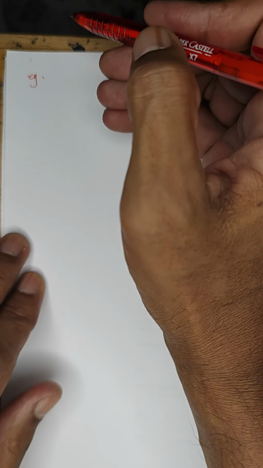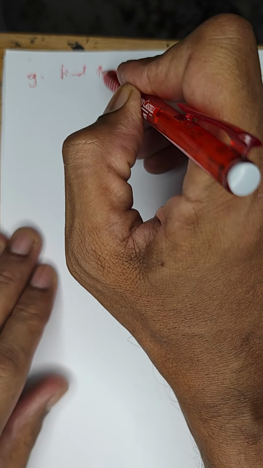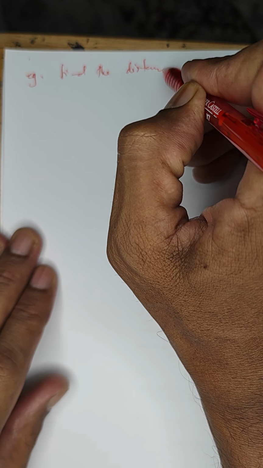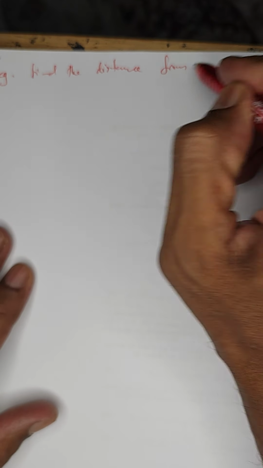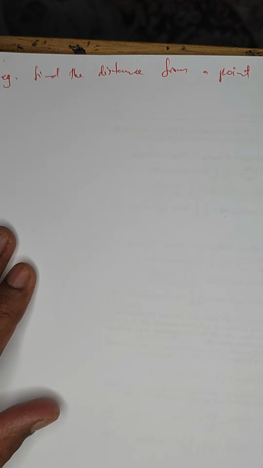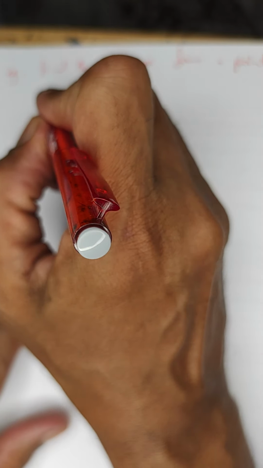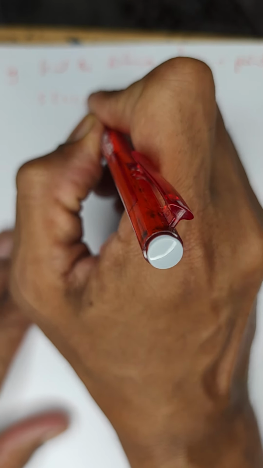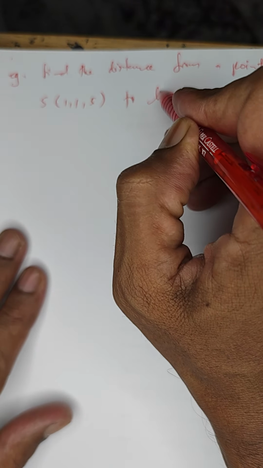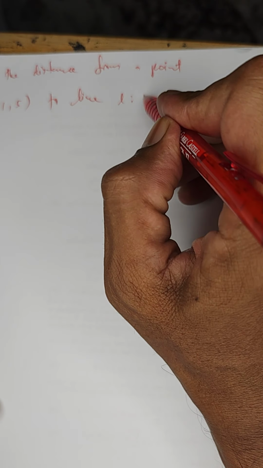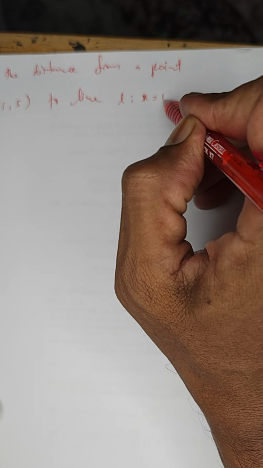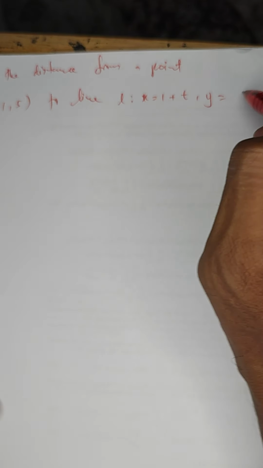Example: find the distance from a point S(1, 1, 5) to line L, given as x equals 1 plus t, y equals 3 minus t, and z equals t.